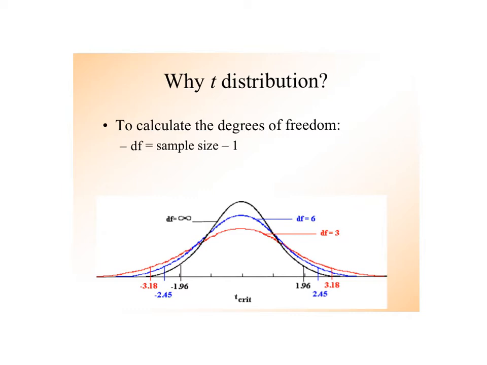So in a way, this black curve here is actually the normal distribution. And so the red and the blue curves, as the degrees of freedom get larger and larger, the shape gets closer and closer to a normal distribution.